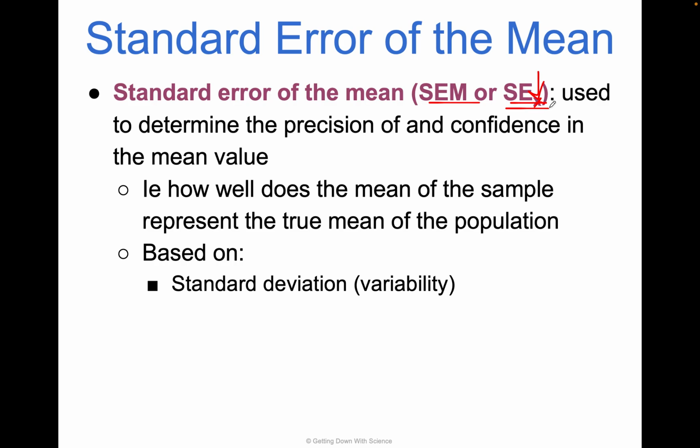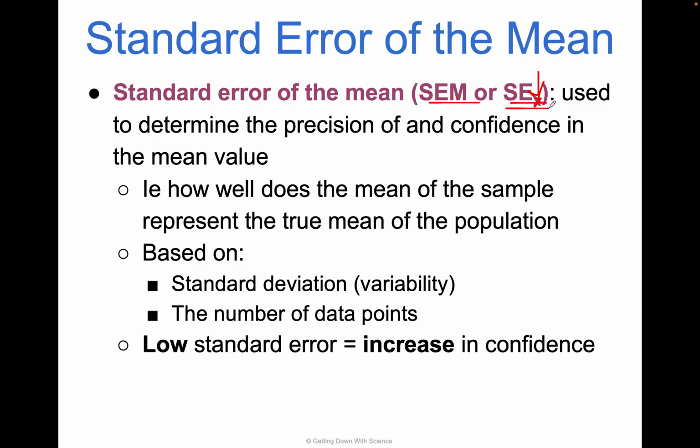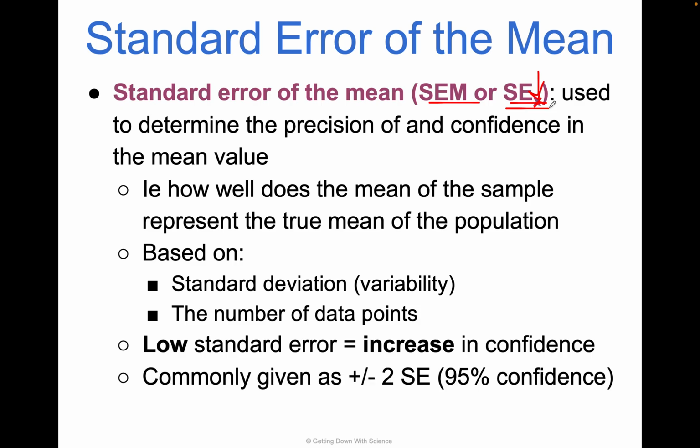It's based on a few things. First, it's based on your standard deviation, how variable from the mean we are. Next, it's based on the number of data points. The more data points, the more confident you can be in your values. If you have a low standard error, it increases the confidence. So if there's a low chance of error, that means there's a greater chance that this is what we're seeing in the real world. It's commonly given as plus or minus some number and then SE.